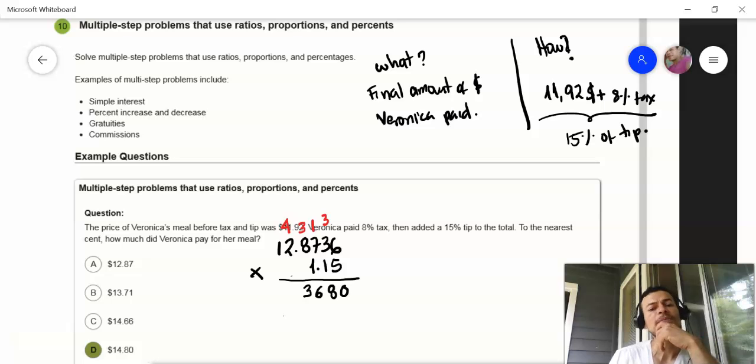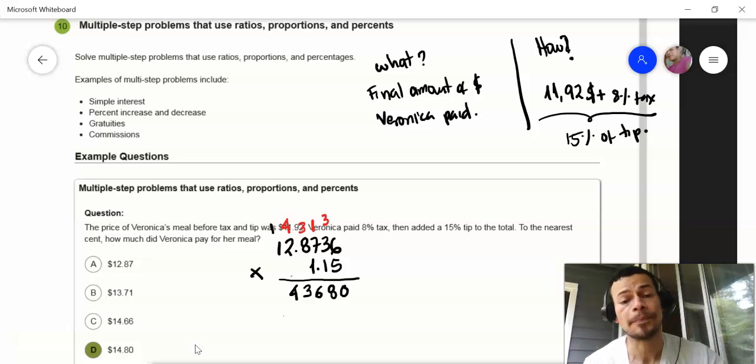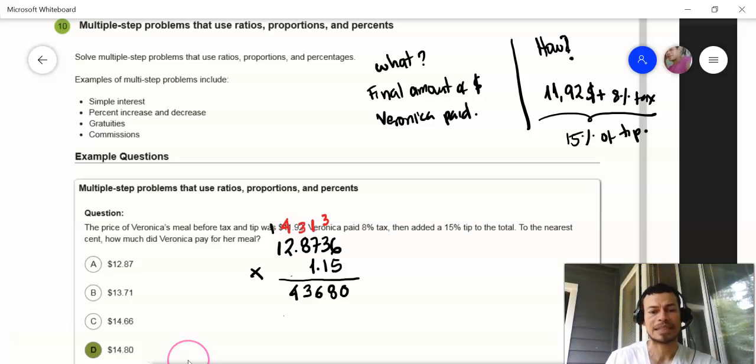5 by 2 gives me 10, plus 4, that gives me 14, so I write the 4, and I carry over the 1 to the next column. 5 by 1 gives me 5, plus 1, that gives me 6. Okay, so I have 6 here. Okay, so I multiplied the 5, so let me clean this, and I know that I did this.